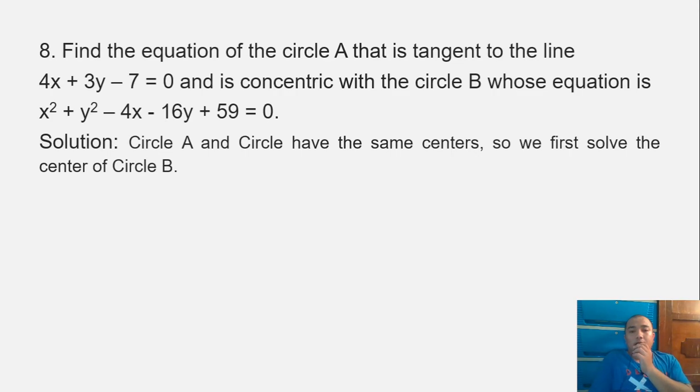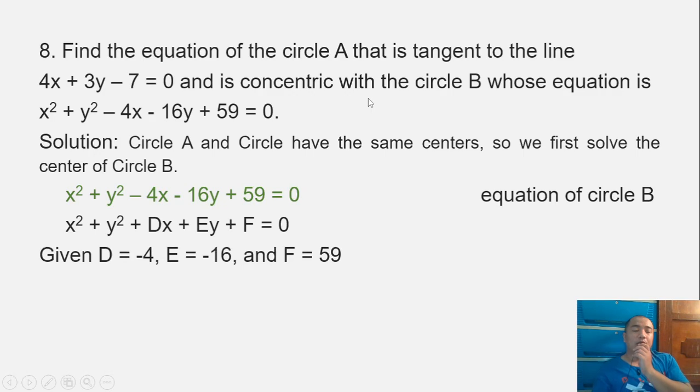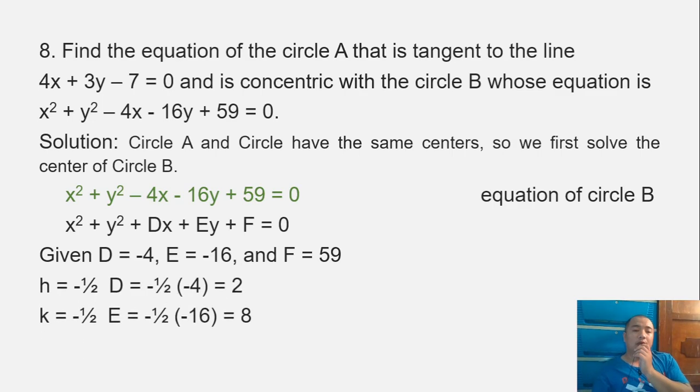Circle A and circle B have the same center, so we first solve the center of circle B. Concentric daw sila. Circle A and circle B are concentric. So they have the same center. Whatever the center of circle B is, it is also the center of circle A. To solve for the center of circle B, we use the formula h equals negative 1 half D, k equals negative 1 half E. So negative 1 half of negative 4 is 2, negative 1 half of negative 16 is 8. So the center of circle B is (2, 8). Therefore the center of circle A is also at (2, 8).